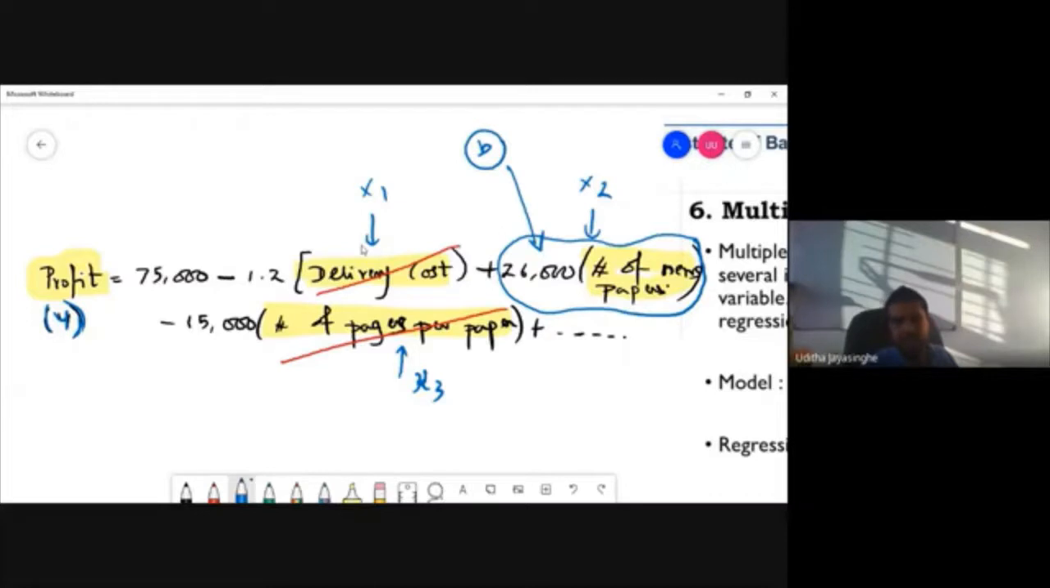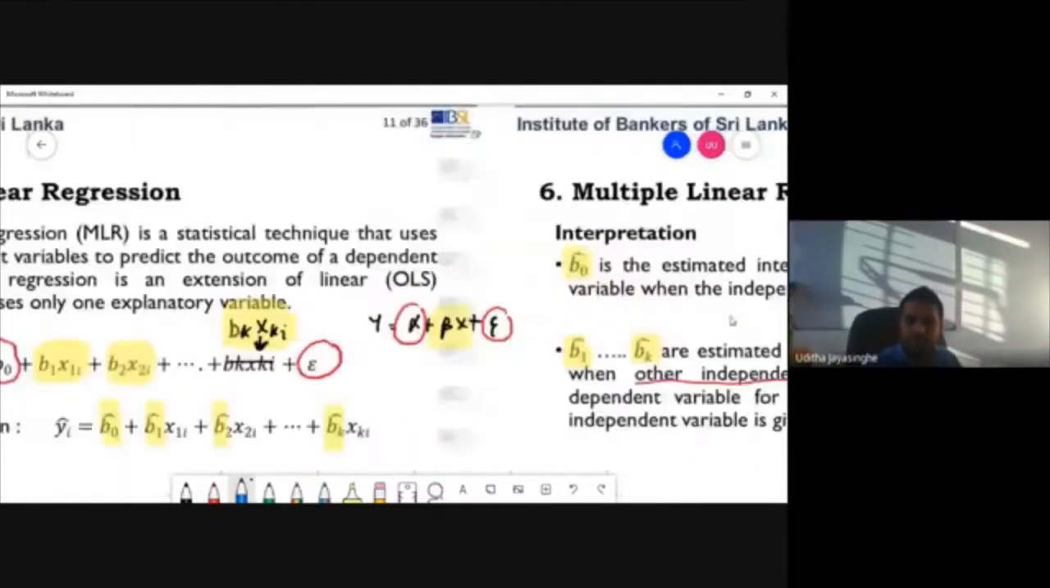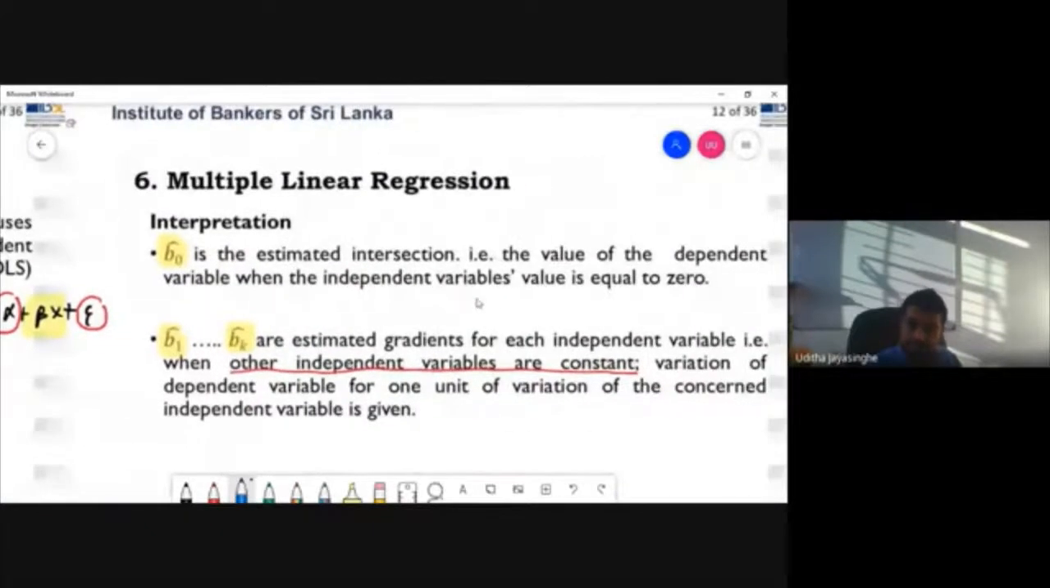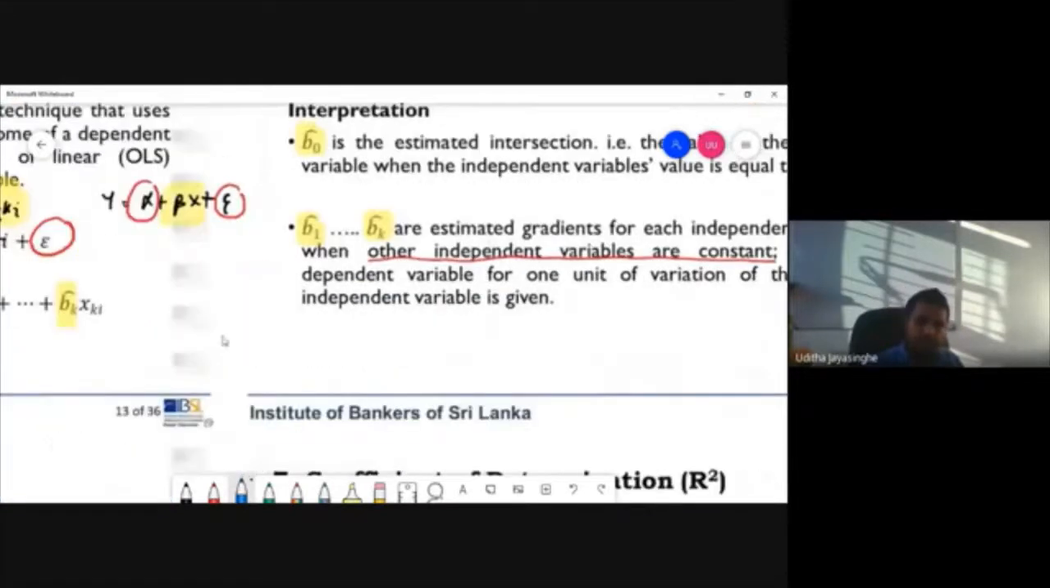We can't move the delivery cost and all these items together and define a B value. Rather, all these B values are going to tell you, provided all other independent variables are constant, the variation of that particular B value is going to be the number of times that the Y variable is going to move. Okay, that's the explanation for the intercept and the individual gradients. Moving on to the last couple of parts of our discussion.